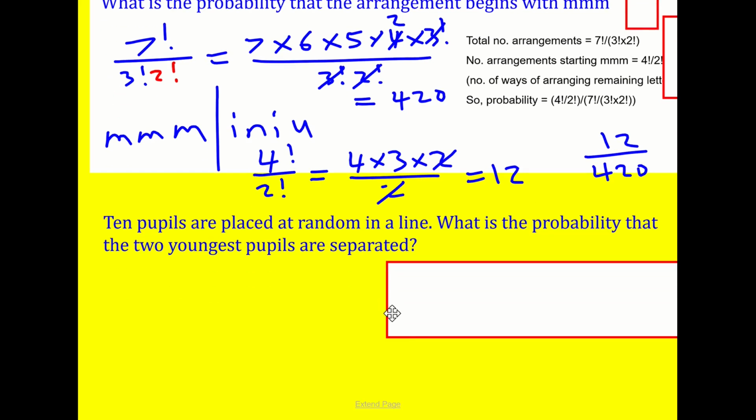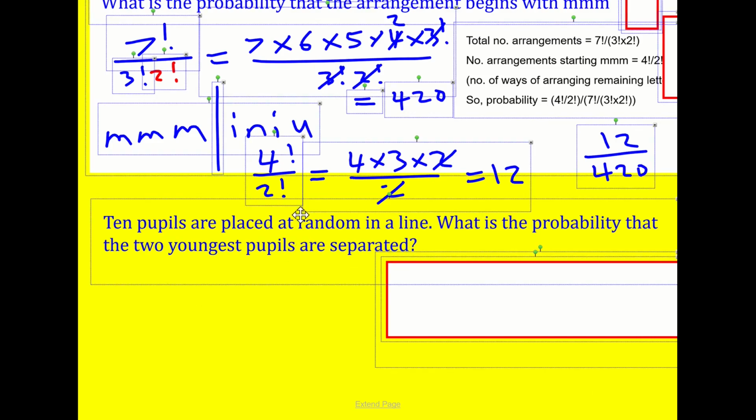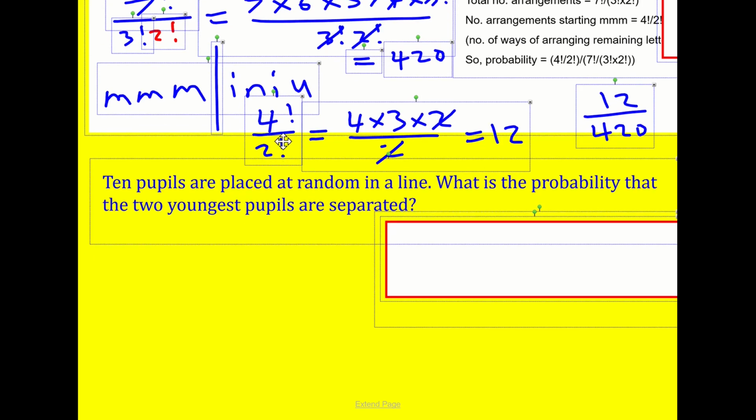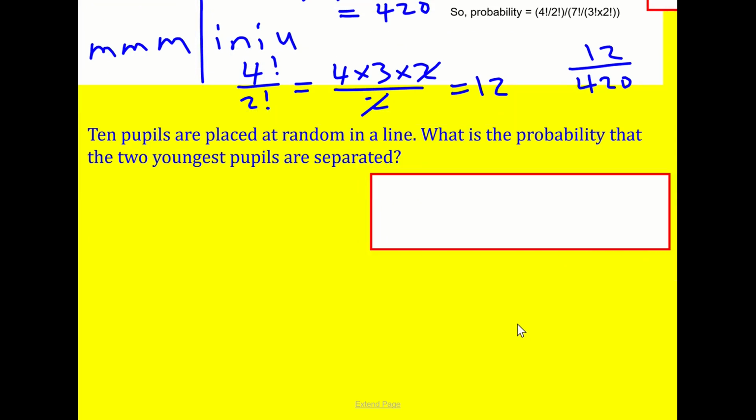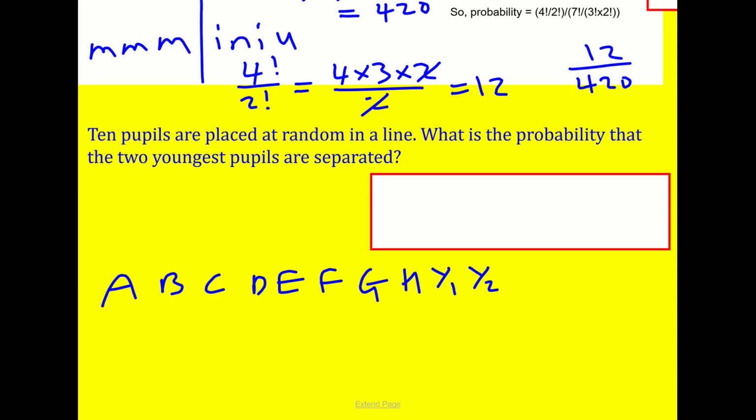And then finally, this is a good sneaky question. 10 pupils are placed at random in a line. What's the probability that the 2 youngest are separated? Okay, so we've got to imagine here that I've got some people A, B, C, D, E, F, G, H, and I've got the 2 youngest, Y1 and Y2, but they are all different, in fact.